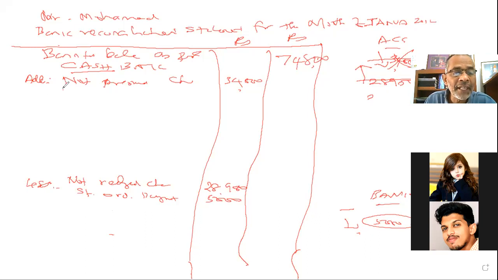3,600. I'm writing here, wrongly recorded. Wrongly recorded means you should record only 14,800 instead of the 18,400 you have recorded. The gap is 3,600, wrongly recorded in your cash book.